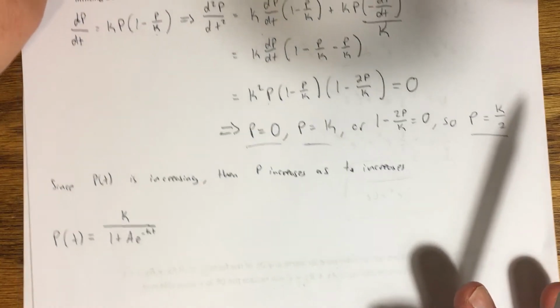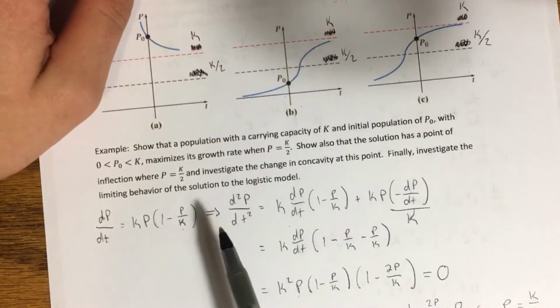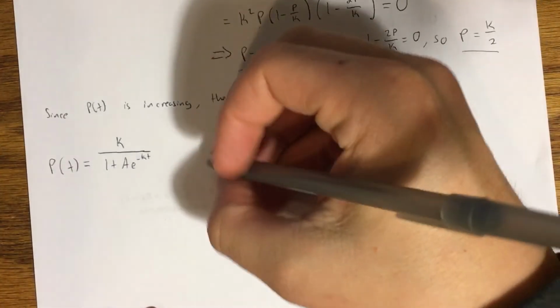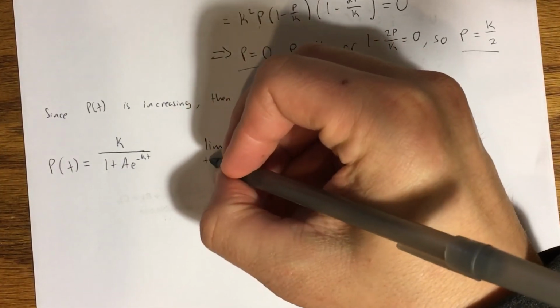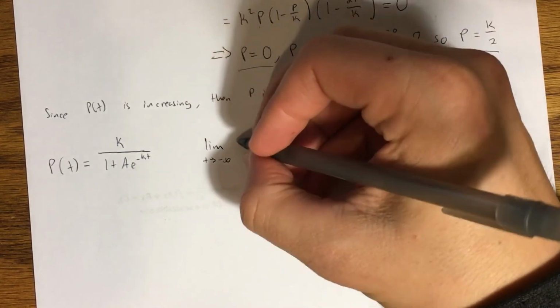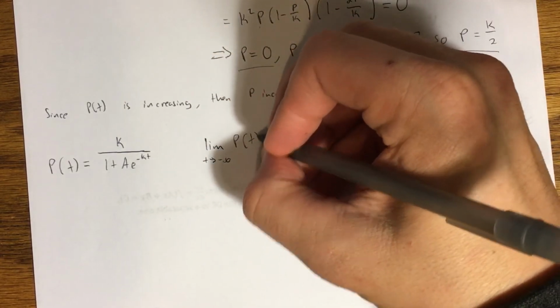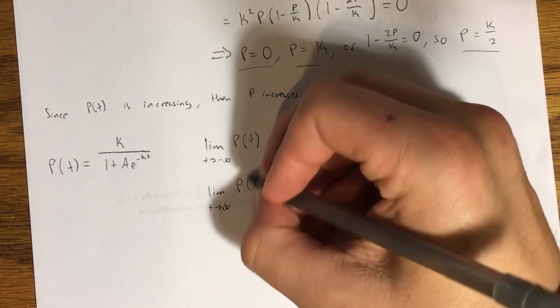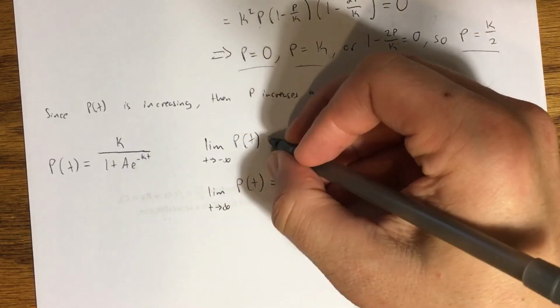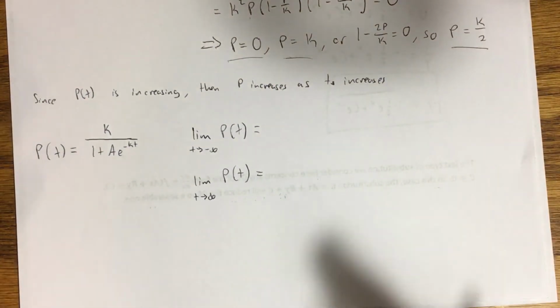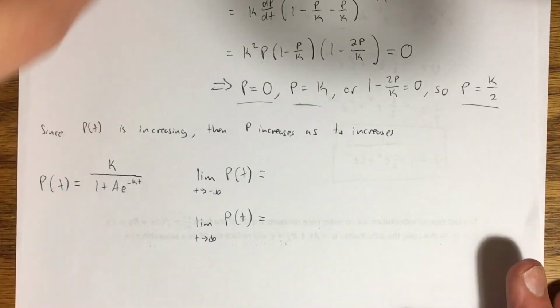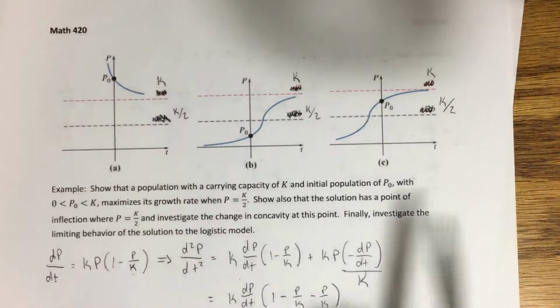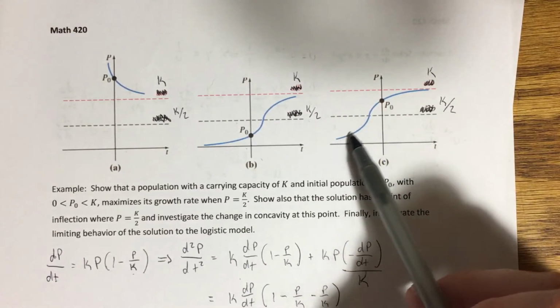There's one more thing that we wanted to mention, which was the limiting behavior of this logistic model. In other words, we want to look at the limit as t goes to negative infinity of our function. As we go backward in time, what happens to our population? And as t goes to positive infinity, as we go forward in time, what's happening? Well, the curves make it pretty clear. As we go backward in time, our curve is approaching 0. And as we go forward in time, our curve is approaching our carrying capacity, as you would expect.